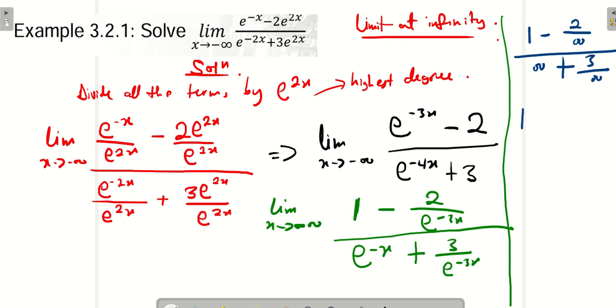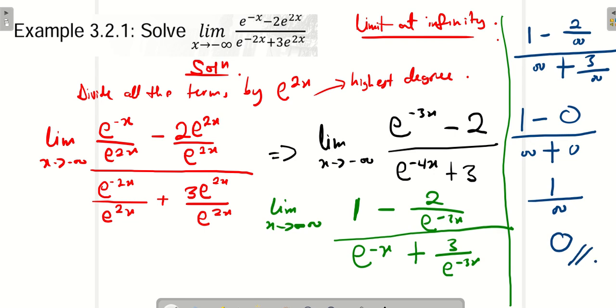So finally, I have 1 minus 2 divided by infinity. That is 2 divided by a very big number. If a lot of people are going to share 2 mangoes, it means that they will get almost 0. So we have 0 here, all divided by infinity plus 3 divided by infinity, again it is 0. So finally I have 1 divided by infinity, and 1 divided by infinity is still 0. So the final answer is 0.